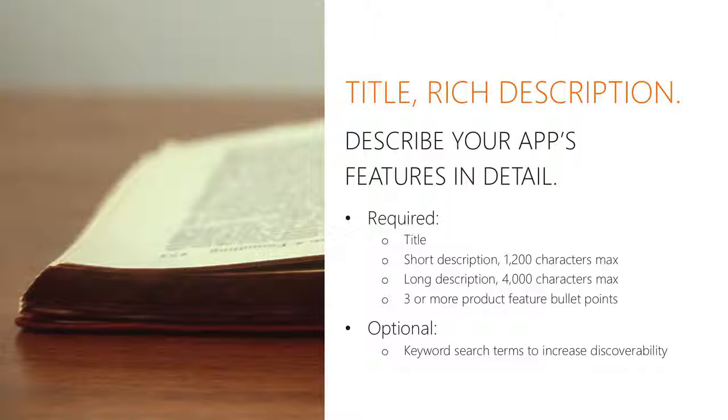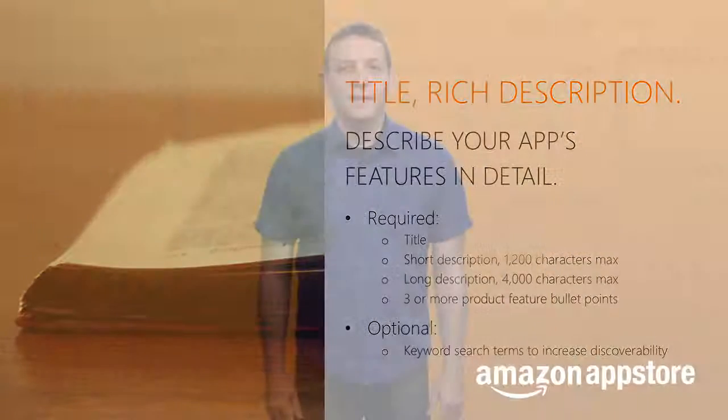The Amazon App Store supports separate short and long descriptions, so you can hit just the key features in one and provide extra detail in the other. It also displays bullet points for each app, so you can highlight the things that set your app apart. Keywords are optional, but help customers find your app when they enter specific search terms.